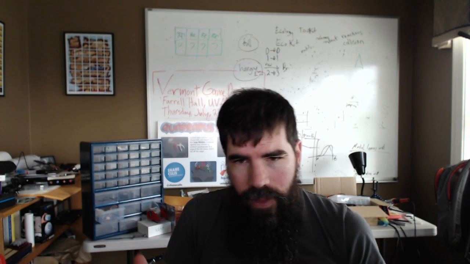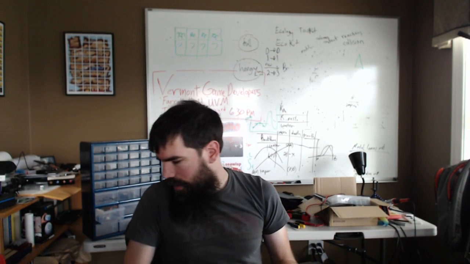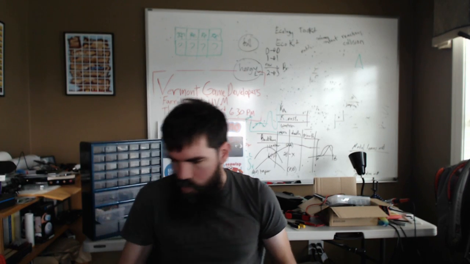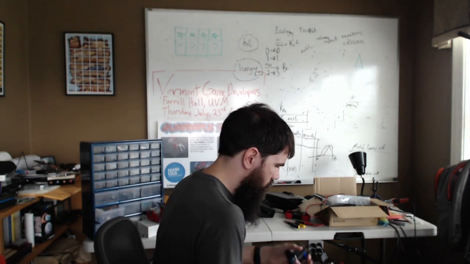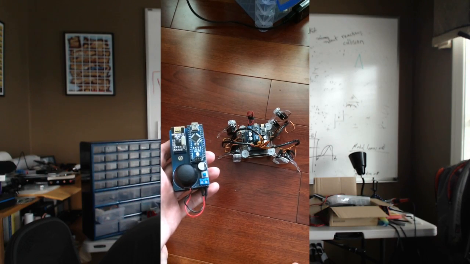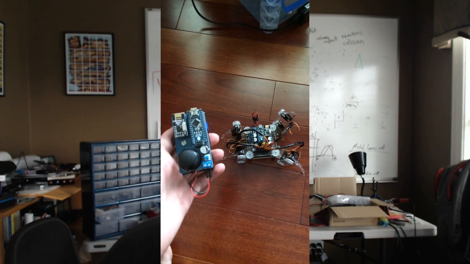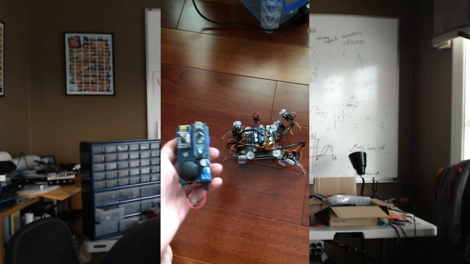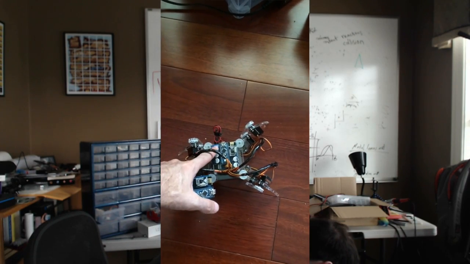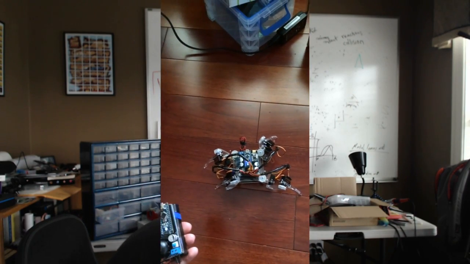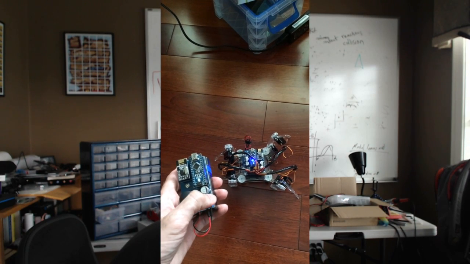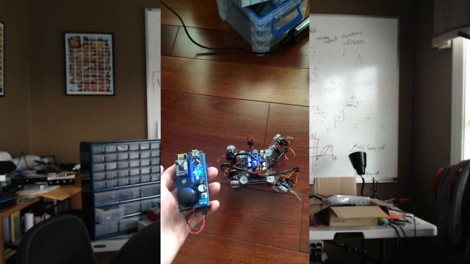So I'm just going to take a little video of this thing working on the floor. All right, so here's the robot and the controller. I want to keep the controller in view so you can actually see it. I'm going to turn on the robot. All right. Got some nice servo sounds there. I'm going to turn on the controller.